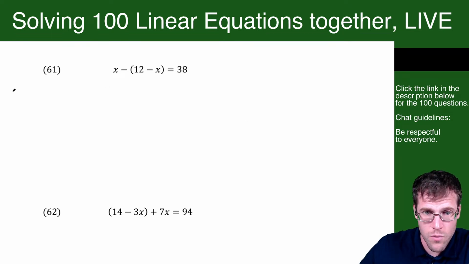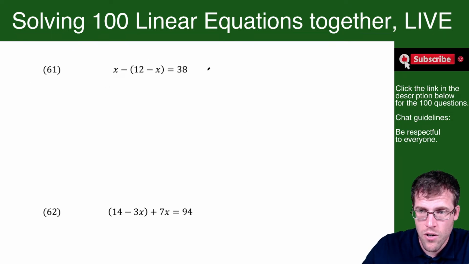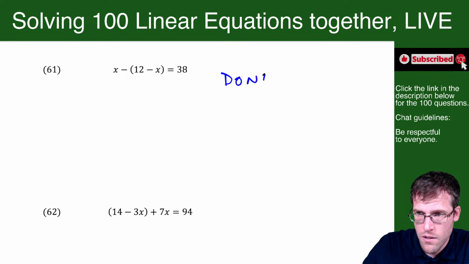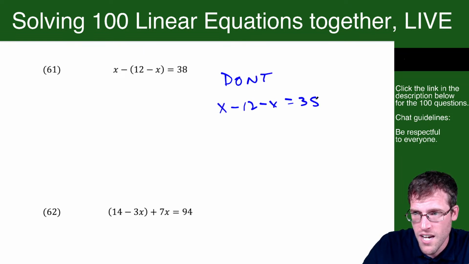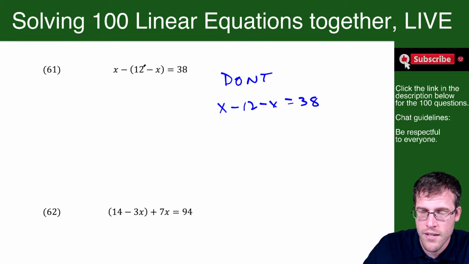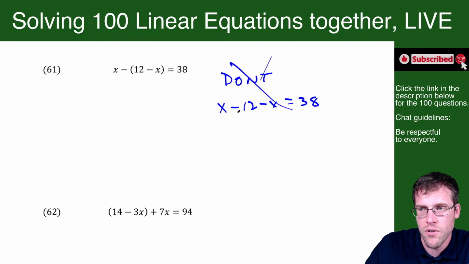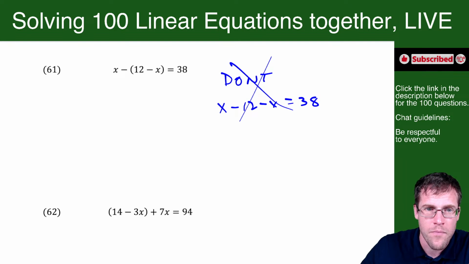61. All right, so this one is a common mistake. I'm going to write this. Don't ever do this. Don't say x minus 12 minus x. The most common mistake is people go to subtract and they forget to distribute. That's what you're not going to do.